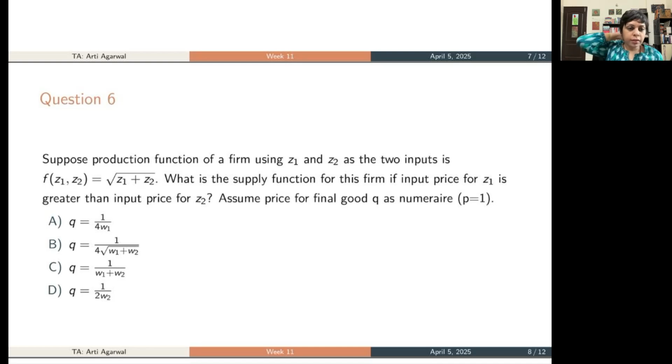Okay, so question 6 is that there is a firm which has a production function given as f is equal to under root z1 plus z2. You're asked the supply function for this firm if, now you're given the condition that the input price for z1 is greater than the input price for z2, and you are told that the price for the final good q, whatever it is producing, this is the production function, right?